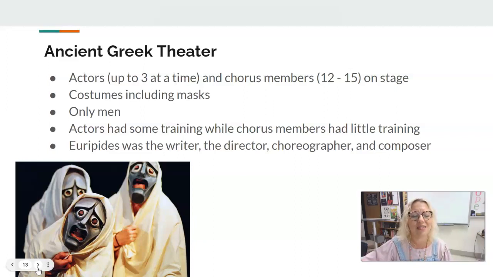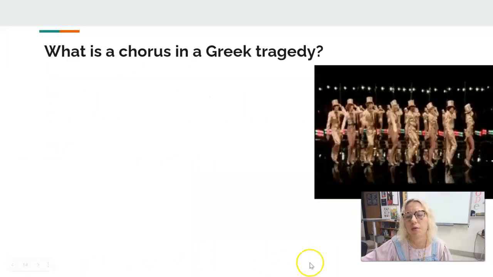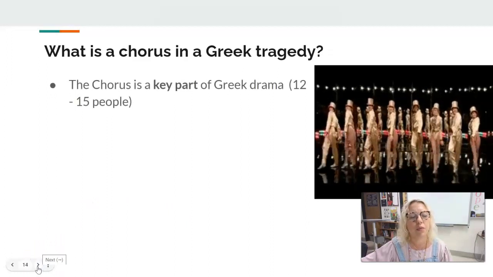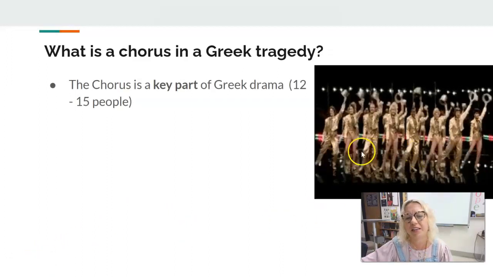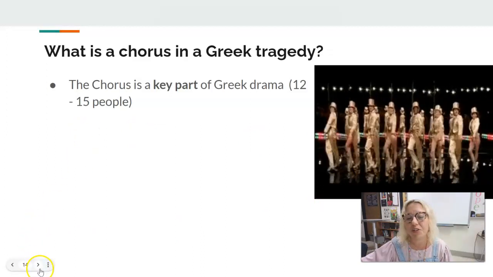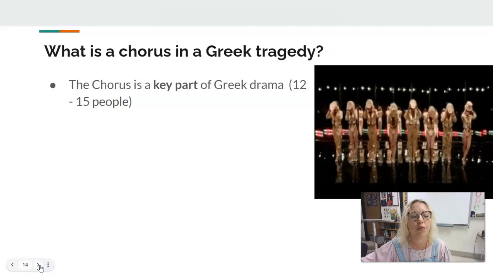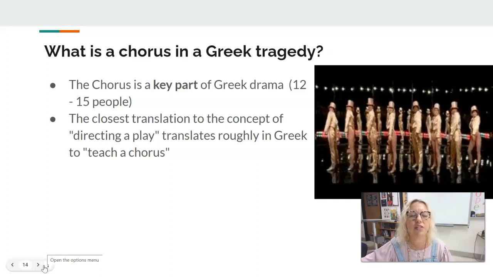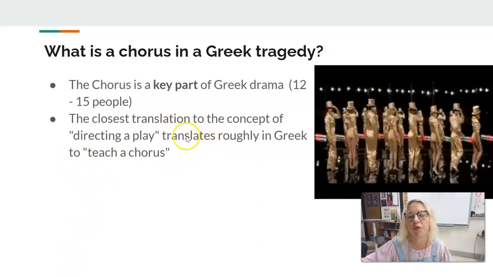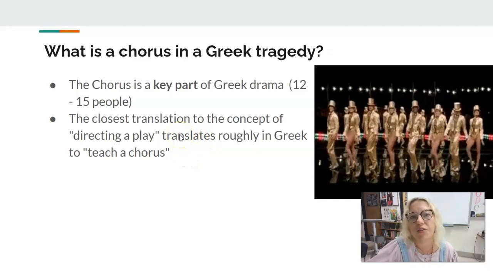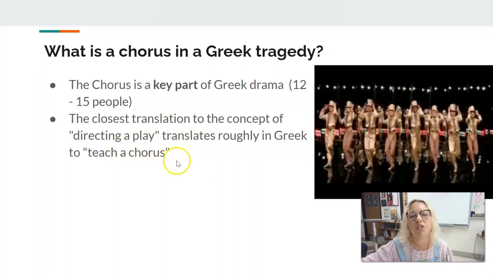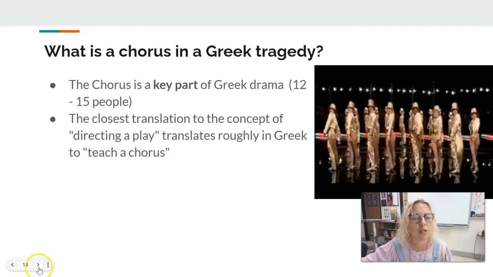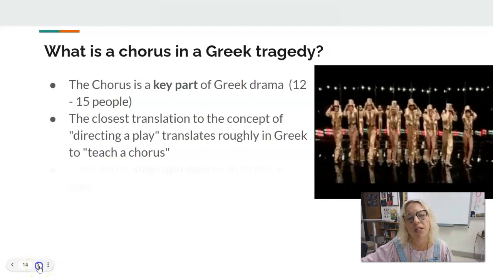There was singing and dancing in these Greek tragedies. The chorus is really what did the singing and the dancing. Now, they didn't really look like this, but I got that up there just to get you thinking about how the chorus did operate. It's kind of interesting, the closest translation of the concept of directing a play from Greek, which is where the origins of modern theater come from, translates to teach a chorus. And so the chorus is really central to Greek theater, Greek drama.